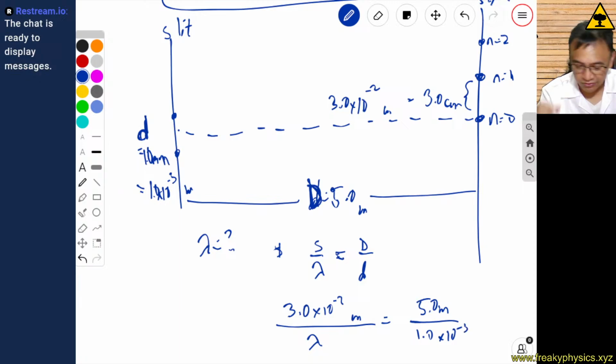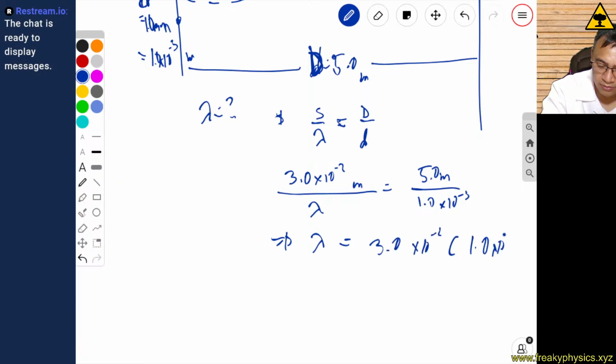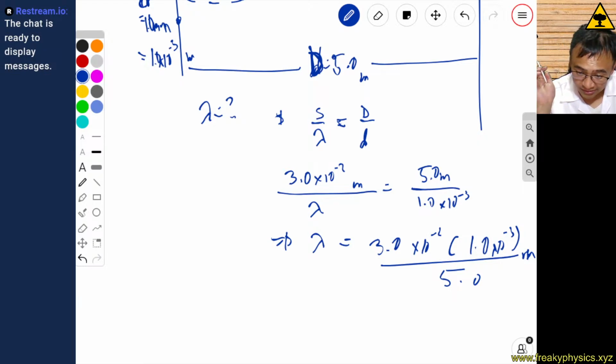Now let's do the math from here. This one's pretty straightforward from here on out. You just rearrange everything. You'll get the wavelength is equal to 3.0 times 10 to the minus 2 times 1.0 times 10 to the minus 3 divided by 5.0, and then final answer in meters. Calculating this gives us 0.6 times 10 to the minus 5. I chose a really easy value to work with first.